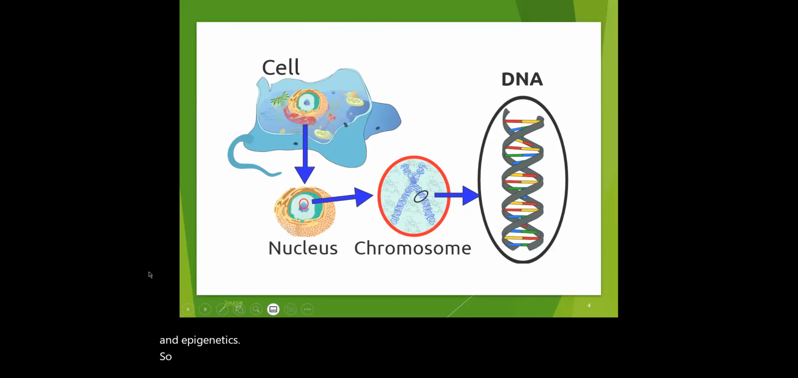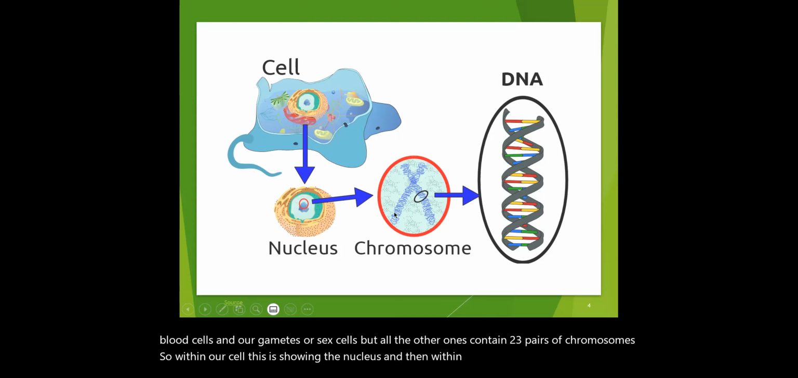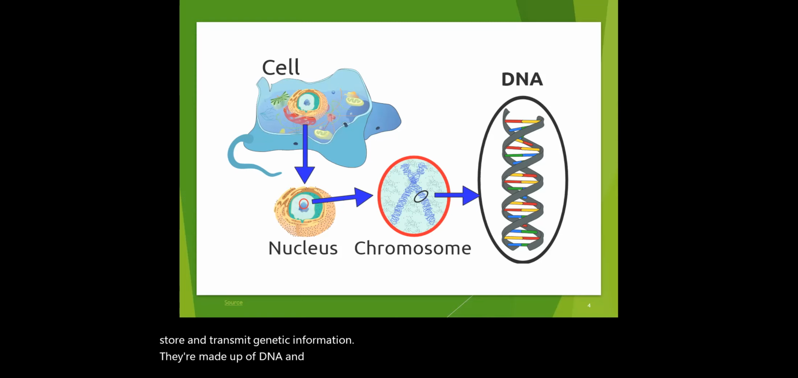So let's start with some basics. The nucleus of each cell in the human body, except for our red blood cells and our gametes or our sex cells, but all the other ones contain 23 pairs of chromosomes. So within our cell, this is showing the nucleus, and then within that nucleus or control center of the cell are our chromosomes. Chromosomes are these rod-like structures that store and transmit genetic information. They're made up of DNA and proteins packed into these cylindrical structures.